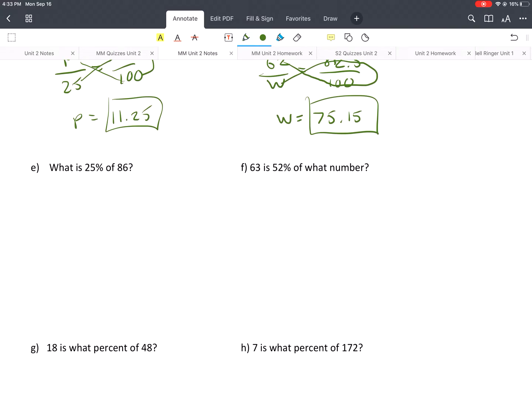Next, what is? So that would be our part, this would be our percentage, and this would be our whole. So we'd do P over 86 equals 25 over 100. We'll multiply, divide to give us P. So 86 multiplied by 25 divided by 100. That gives us P equals 21.5.